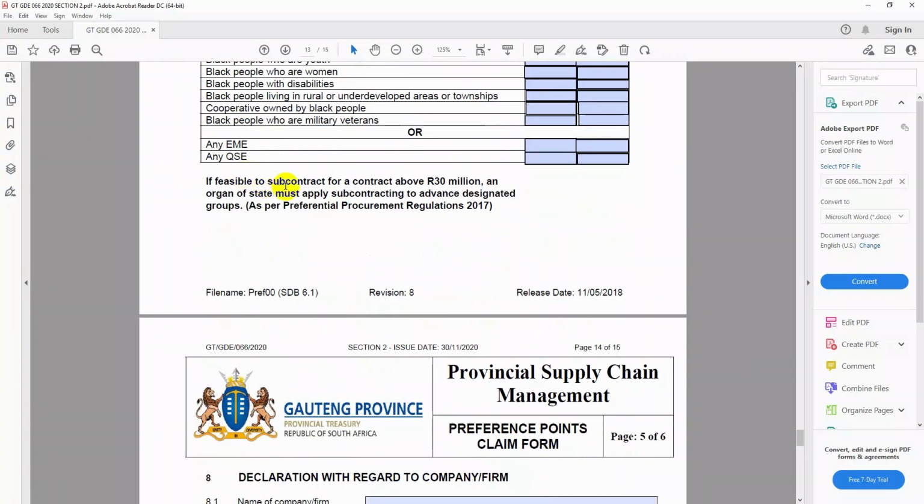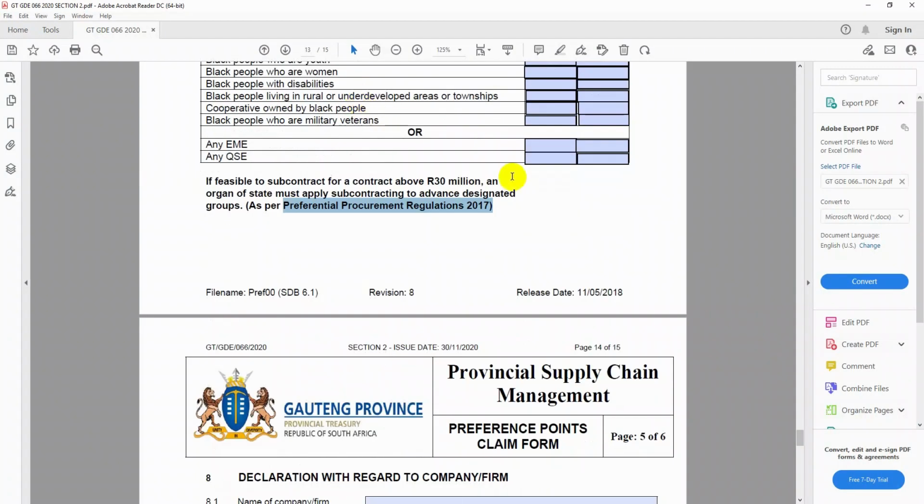And if feasible to subcontract for a contract above 30 million, an organ of state must apply subcontracting to advance designated groups as per these regulations that guide us. Please make sure that you read this. For this 30 million, if feasible to subcontract, it's not all the companies that can subcontract, but as the organ of state, they can use these regulations to put this clause in if the tender is, let's say, above 30 million, to subcontract to any.